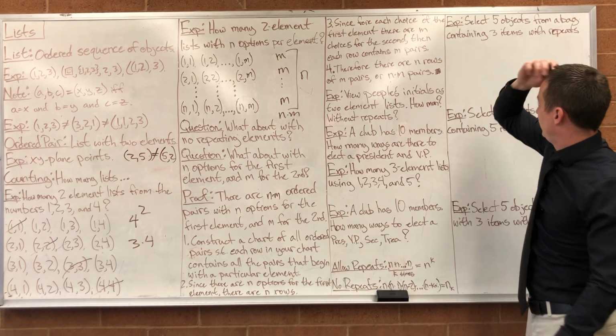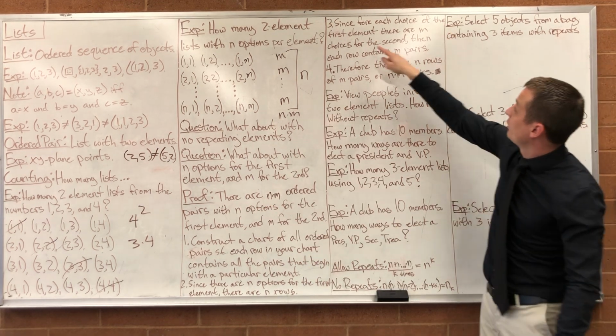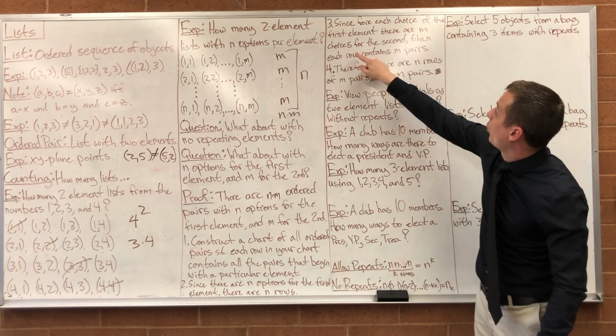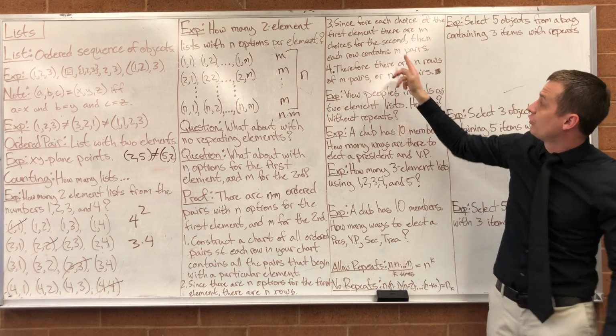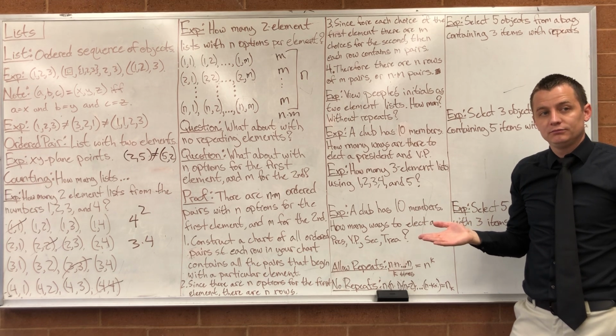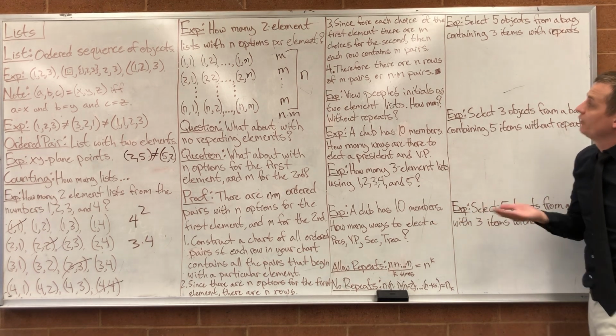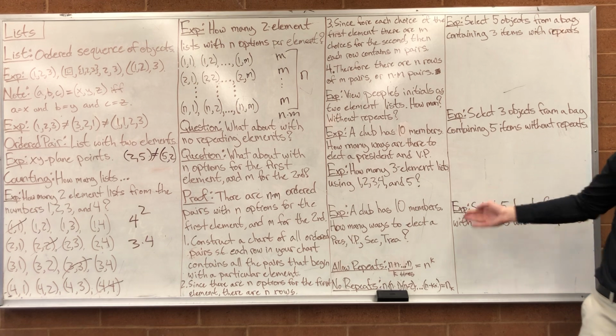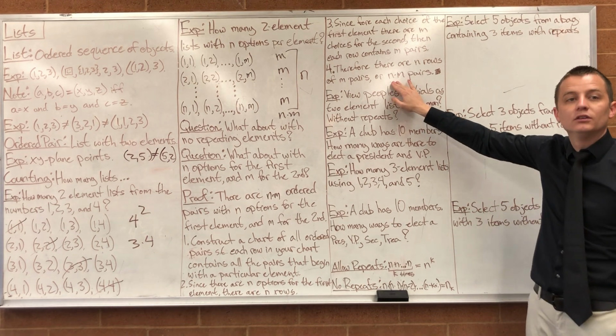So I'll read that one more time and hopefully you understand it. Since for each choice of the first element, there are m choices for the second, then each row contains m pairs. Follow that? All right. Therefore, there are n rows of n pairs, or n times m pairs.